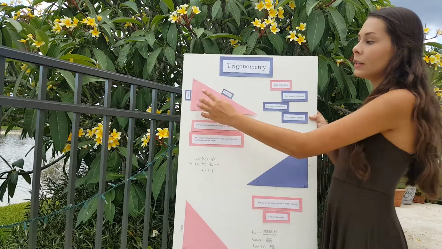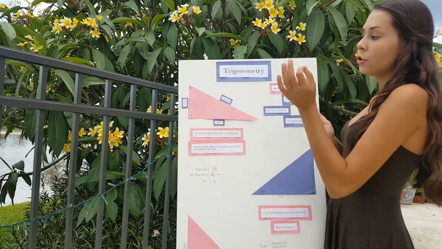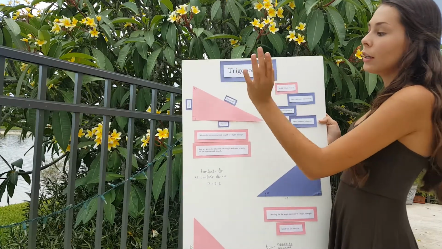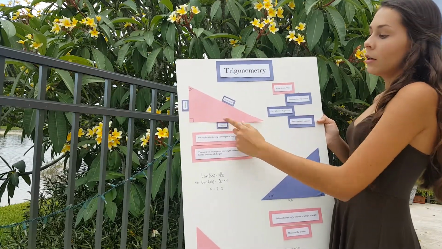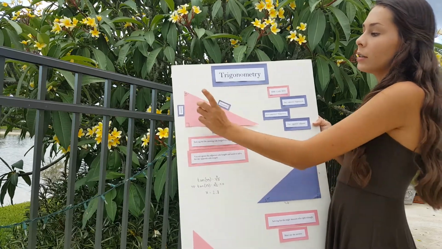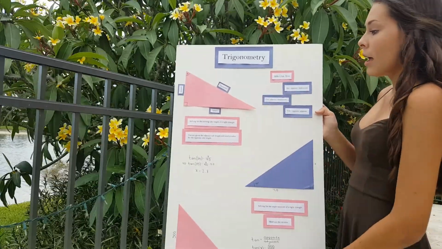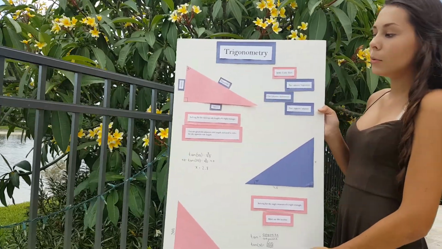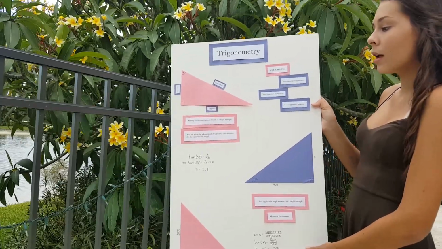And say you're given this angle of a right triangle, and you're looking at the different sides, you would know that this is the opposite side because it's opposite from the angle. This is the adjacent side, and this is the hypotenuse. And one way you would use trigonometry is to solve for the missing side length in a right triangle.